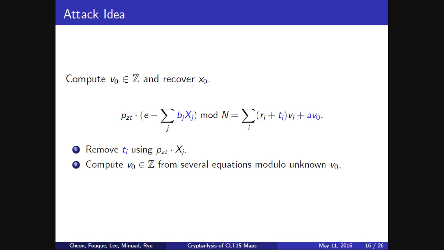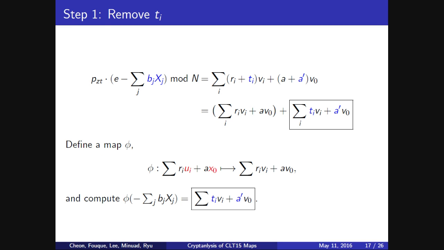The goal of our attack is to compute V0 and so recover X0. This starts from observation of the equation, and it consists of two steps. The first step is to remove Ti using the zero testing value of the ladder. And then we compute V0 from several equations modulo unknown V0. Let me explain the first step.